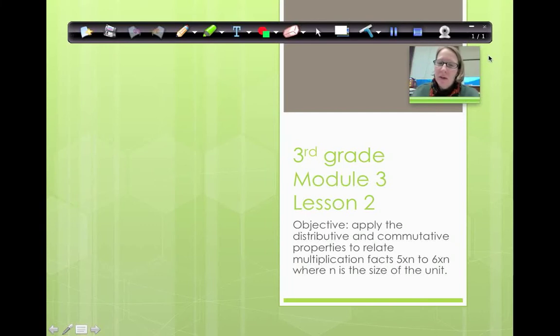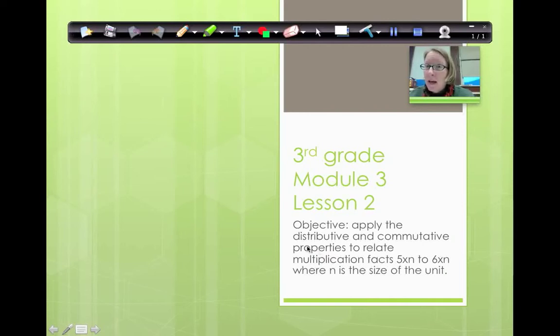Today we're going to be doing Module 3, Lesson 2. The objective for this lesson is that we're going to apply the distributive and the commutative properties to relate multiplication facts of 5 times n to 6 times n, where n is the size of the unit. So basically we're going to be saying 5 groups of 6, 6 groups of 5, where 5 tells us how big the unit is. Now, do you remember what the distributive property means from Module 1?